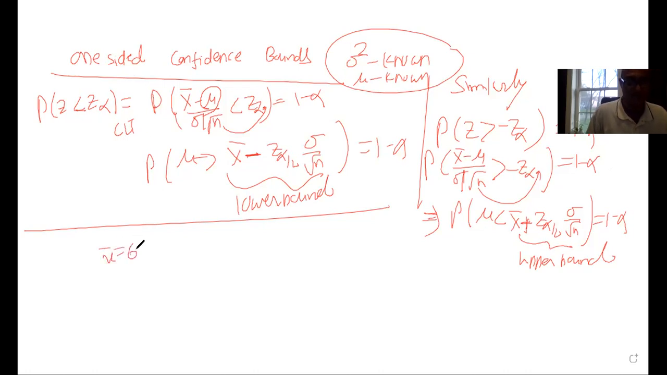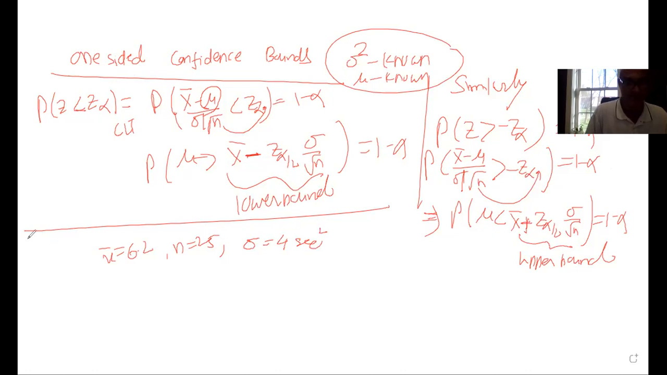So x bar that is equal to 6.2 seconds is given to you, and you are given 25 subjects, means n is equal to 25, and you are given how much? The past experience suggests that the variance in the reaction times to this type of stimuli is 4 seconds square. So variance, that is sigma square, is equal to 4 seconds square. Right, guys? And then the question is to give the upper 95% bound.